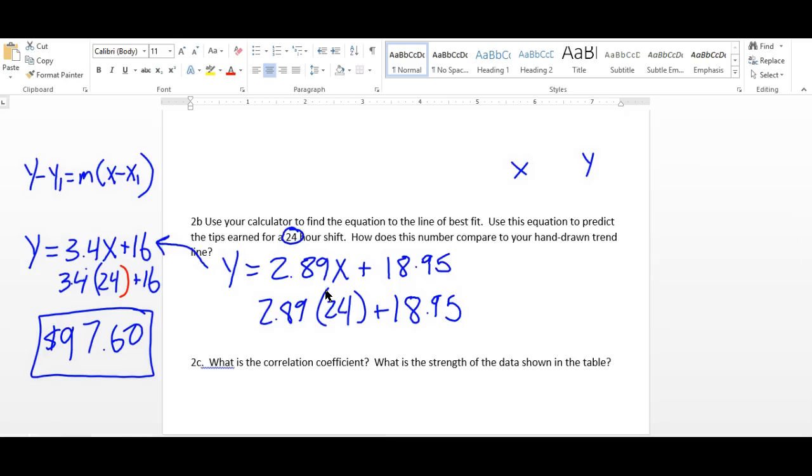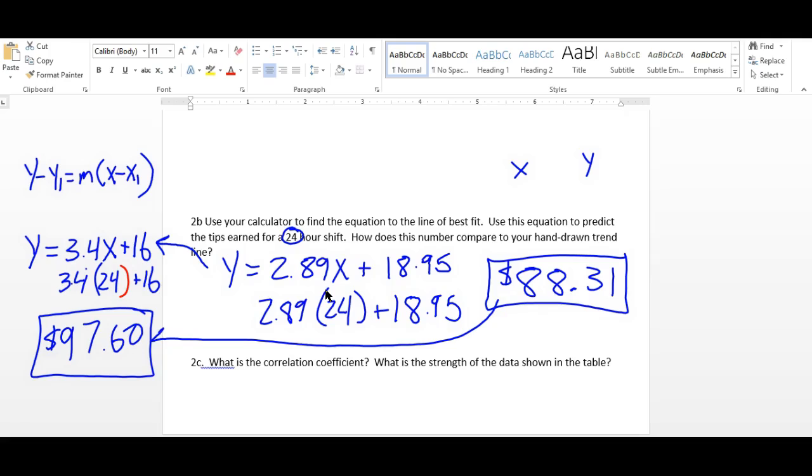So when I come back here, $88.31, which is relatively close to that. It asks me, how does this number compare? Well, I would say it's a pretty close estimate, $97, $88, at least in the same ballpark with each other. As long as you're somewhat descriptive there really isn't a wrong answer. If you think that's far off, then explain why you think that's not a very good prediction, and you'll be good there. The last question, 2C, what is the correlation coefficient?